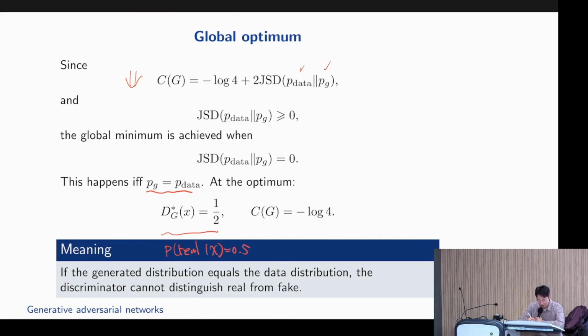That's 0.5. It's completely confused. And the objective equals negative log 4 because JSD became 0, meaning the fake data distribution completely mimics the true data distribution. So if the generated distribution equals the data distribution, the discriminator cannot distinguish real from fake, and the objective value is going to be negative log 4.